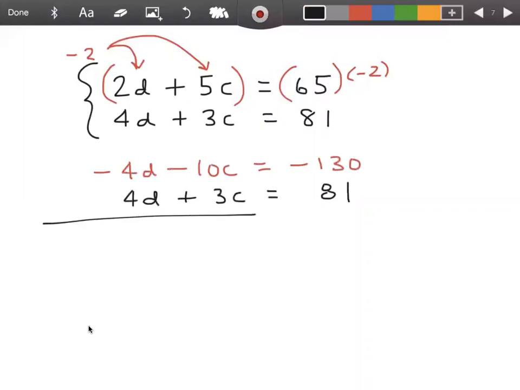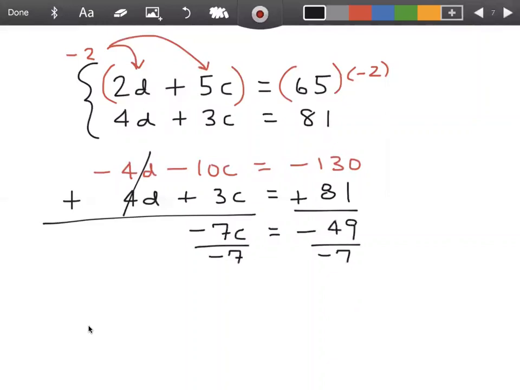I add those two equations together. These terms drop out, which was the whole point. -10C plus 3C is -7C, and -130 plus 81 is -49. I divide both sides by -7, which gives me C equals 7. I will now substitute that into one of the equations. Let's say the first one.